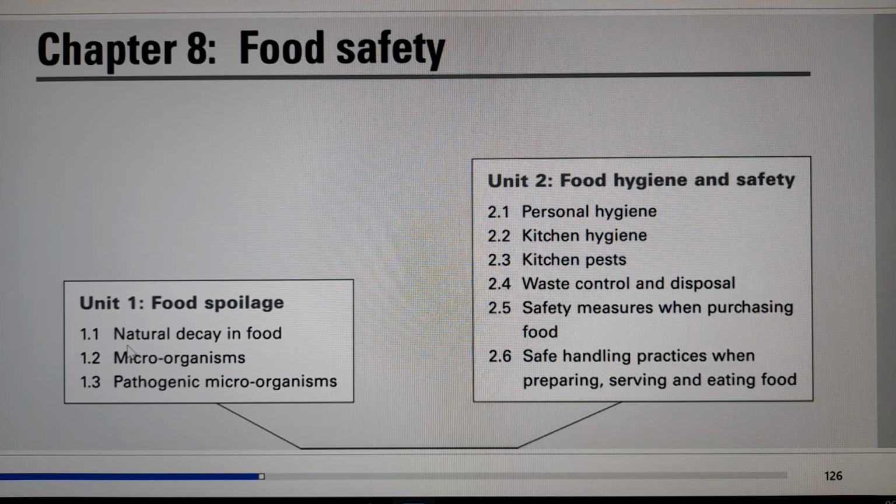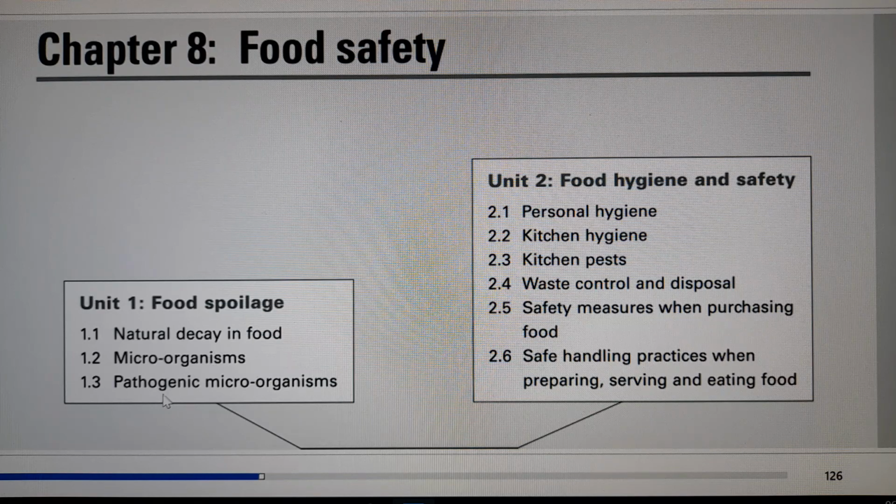We have covered natural decay in food and the 5 causes of natural decay. And we have covered the microorganisms. We have looked at the 3 types of microorganisms in our previous lessons. Please go through your work and revise this too.